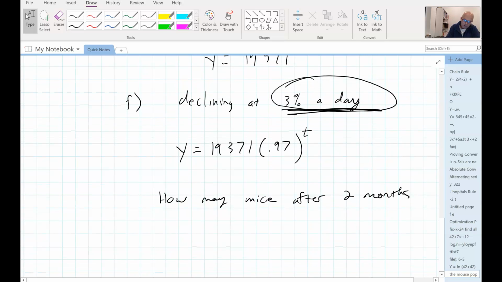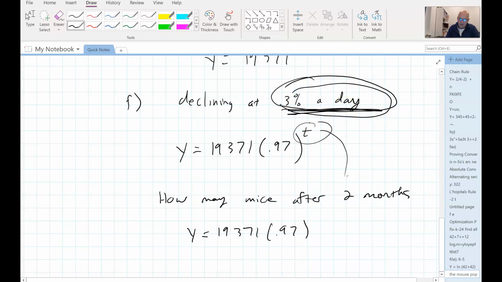Well, I'm going to have to put in y equals 19,371 times 0.97. But instead of putting 2 in there, I remembered that this is based on days because it's losing 3% a day. So this should be counting days up here. So I'd have to put 60 days in there. And so then I get 19,000 times parenthesis 0.97 close parenthesis to the power of 60 equals. And now after 2 months, the population is down to 3,114.98, so I rounded up to 3,115.